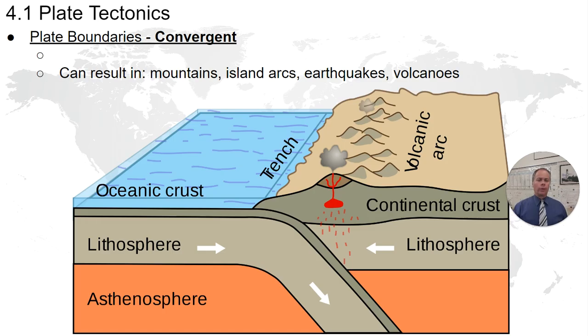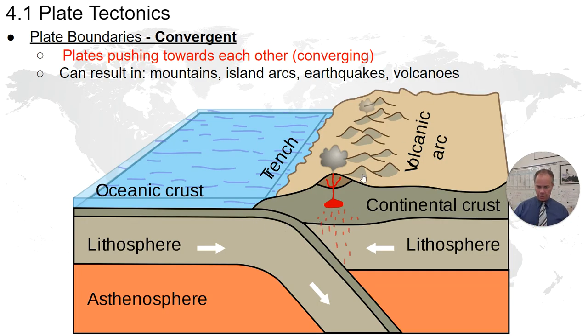The area where two plates meet, we call a plate boundary. And there are different types of plate boundaries present on the Earth. One type is called a convergent boundary, where you have two plates converging together, moving towards each other. And we can see that here in this model.